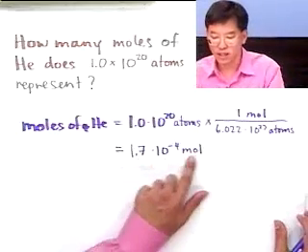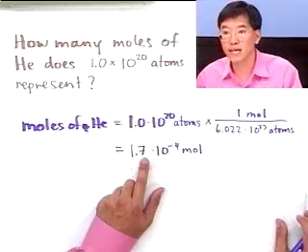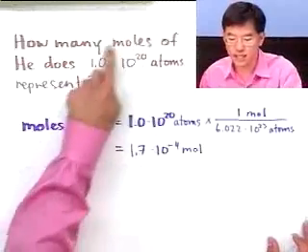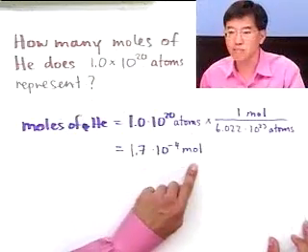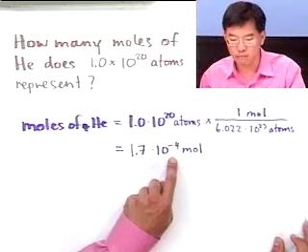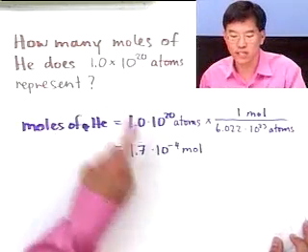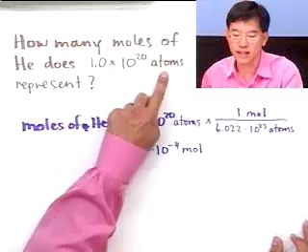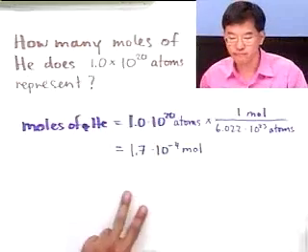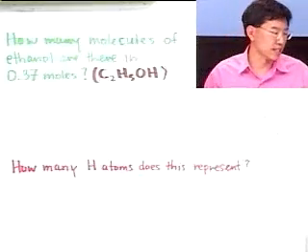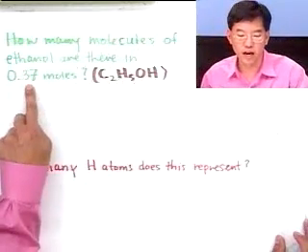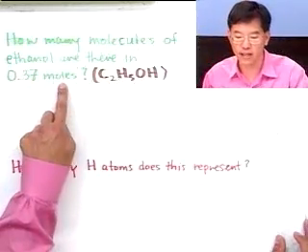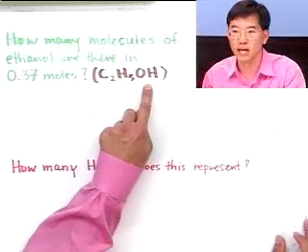Okay, so this is a number that is less than 1, which is good, because we said that this number was less than Avogadro's number, so we expected it to be less than 1. And this is the number of moles that is exactly equivalent to 1.0 times 10 to the 20th atoms of helium. All right, let's look at another question and go at it from the other direction, which is: how many molecules of ethanol are there in 0.37 moles of ethanol, where this is the molecular formula for ethanol.